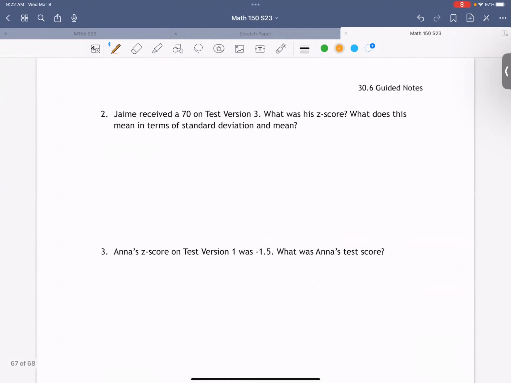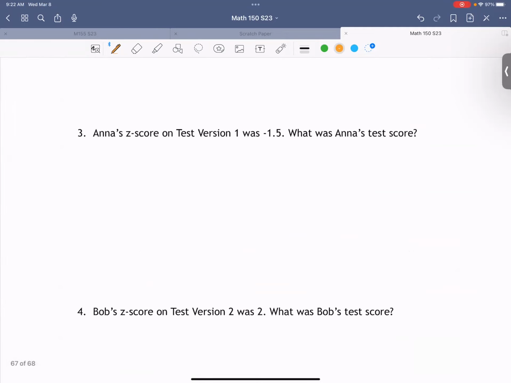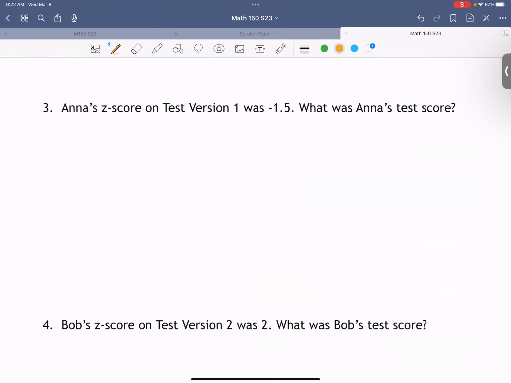I'm going to make it a little bit more complicated. Let's skip number 2 for now. Let's go to number 3. Okay, number 3. We have Anna. Anna's z-score on test version 1 was negative 1.5. This time I want to know what her test score was.